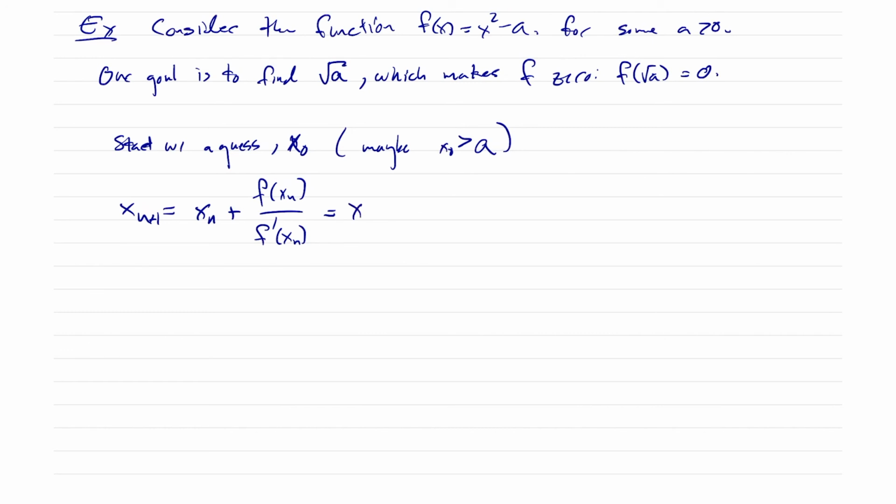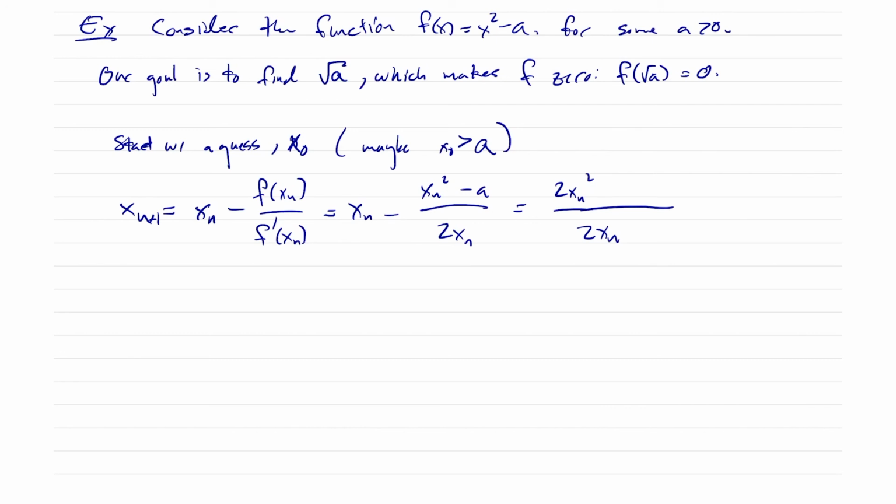And so then we get x_n minus x_n squared minus a divided by 2x_n. Okay? Let's see. So we can combine these fractions together, and we end up getting 2x_n squared divided by 2x_n. And then we have, oh, and that should have been a minus. Sorry, my mistake. Minus here, minus here. Okay, there we go.